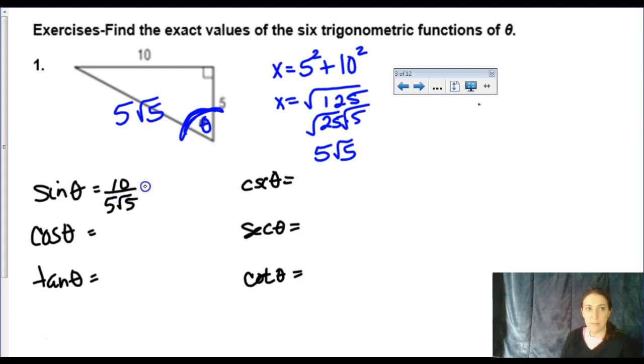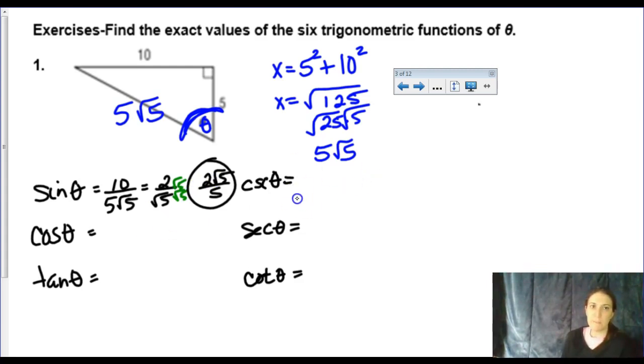But then we would have to reduce that radical. 10 over 5 is a 2. And then 2 over square root of 5 is not rationalized, so then when you hit top and bottom, numerator and denominator here, by square root of 5, you finally get 2 square roots of 5 over 5. So that's the rationalized reduced version of that ratio.